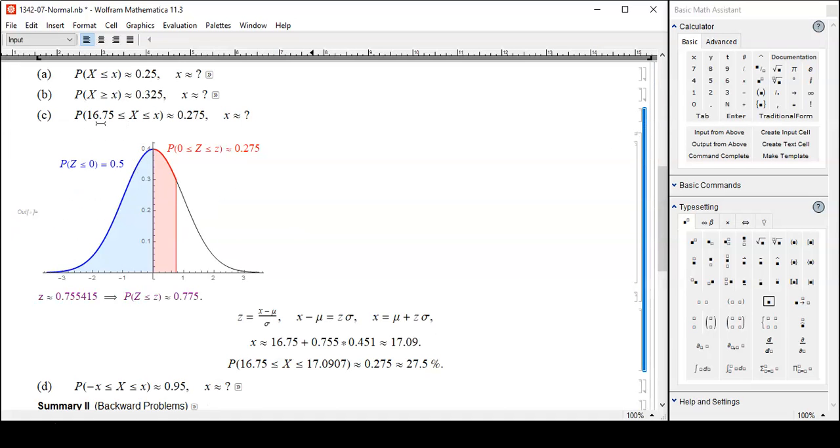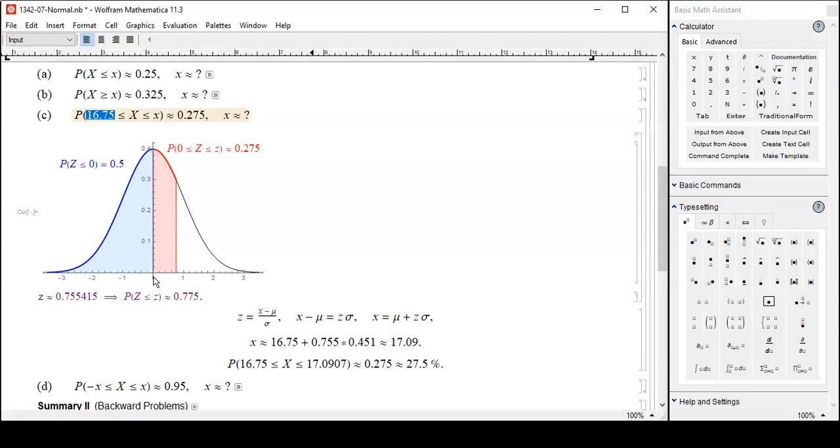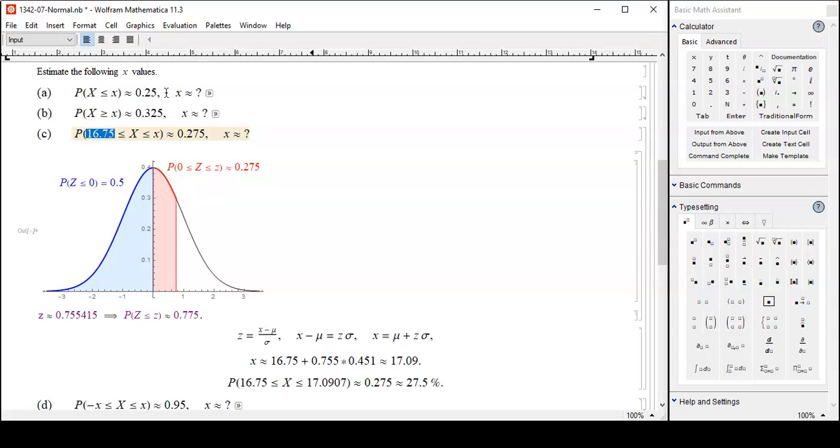What if we have between something and something, but this something happens to be 16.75, precisely the mean, so it's easy. The left-hand side is just 0.5, so from here to there, all the way is 0.775. So it's the same type of problem as the first problem, except instead of looking up 0.25, you'll have to look up 0.775.